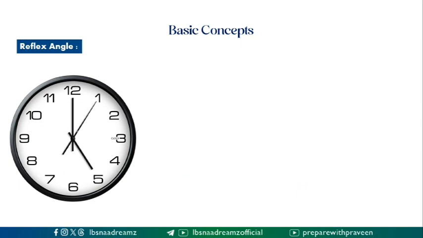So what is reflex angle? Now the time is showing 5 o'clock. So between the minute hand and the hour hand, there will be some angle, right? So let us take this angle as X. And this will be another angle. This is called reflex angle. So reflex angle is equal to 360 degree minus X, right? So if you subtract X from 360 degree, you will get the reflex angle.